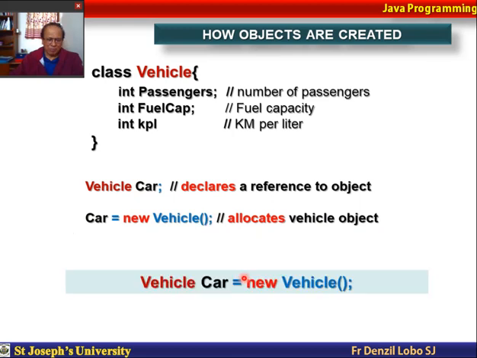So you can combine both these, and I can say vehicle car equal to new vehicle. This is how we usually write. I create an instance and then allocate a vehicle object to that. So I use this operator new to do that. This is going to be done all through the exercises when we write programs. This way I have created an object called car.